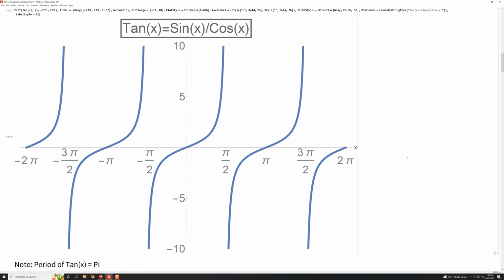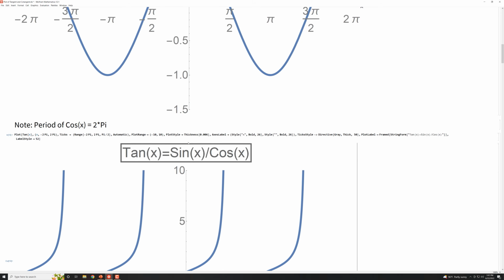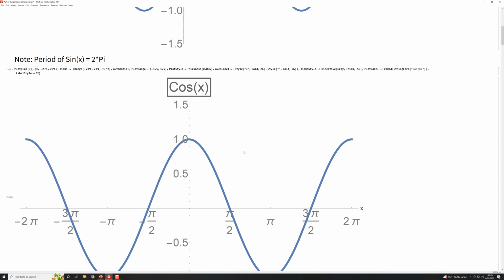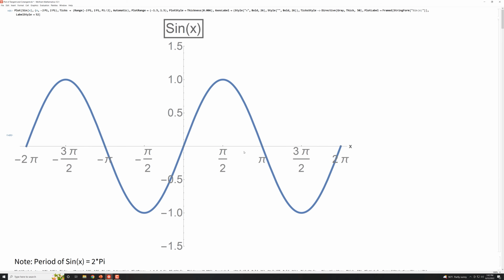Now let's talk about why it has this shape. What we're doing when we plot this is literally taking the sine of the angle and the cosine of the same exact angle and just dividing those numbers. So if you go over here, for instance, here's the cosine and here's the sine. The tangent is defined to be the sine divided by the cosine.